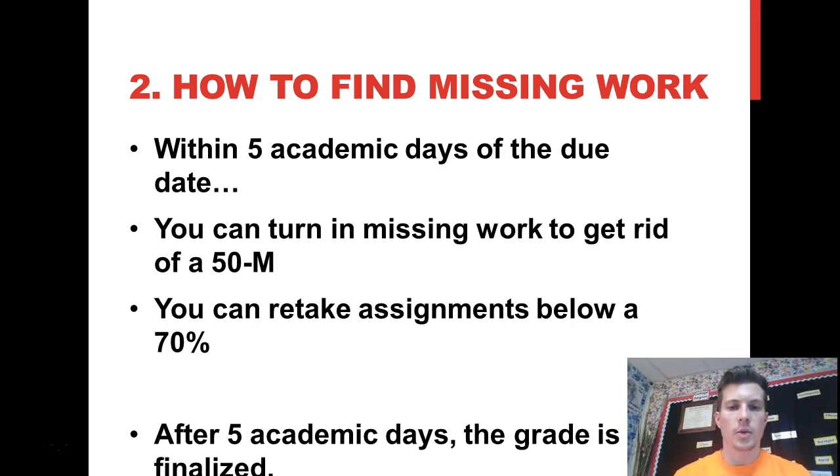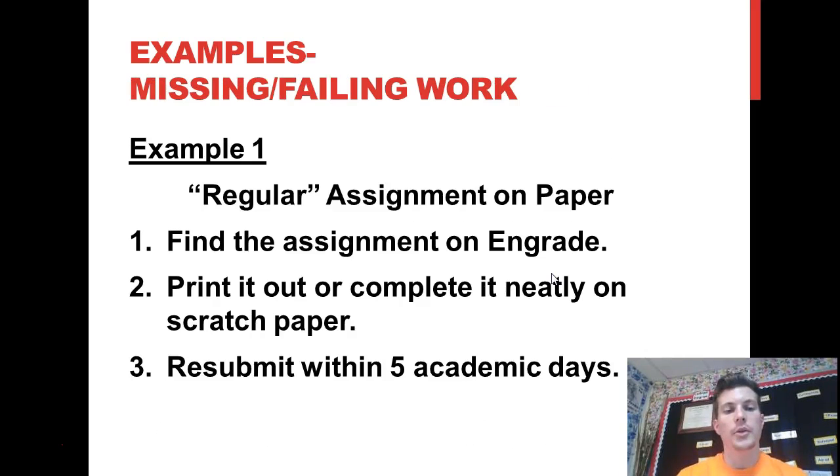So to find the missing work, you should know that within 5 academic days of the due date, you can turn in missing work to get rid of a 50M, and you can also retake assignments below a 70%. After those 5 academic days, the grade is finalized and it cannot be changed. I'm going to go through 3 examples of finding missing work or failing work and what to do to fix it. So example 1 is just a regular assignment that's done on paper.